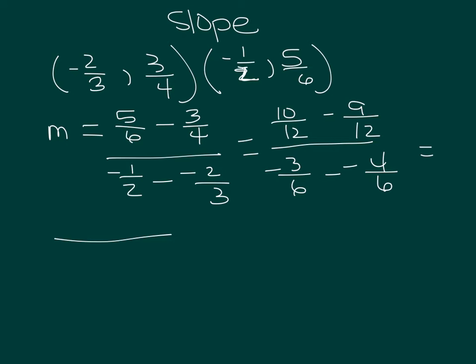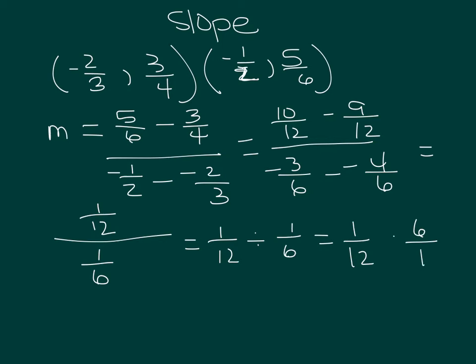On top, 10/12 minus 9/12 is 1/12. On the bottom, negative 3/6 minus negative 4/6 would give me 1/6. Now, this really says 1/12 divided by 1/6. So therefore, we have 1/12, and we multiply by the reciprocal, 6 over 1. 6 goes into 12 twice, so we have a final answer of 1/2.